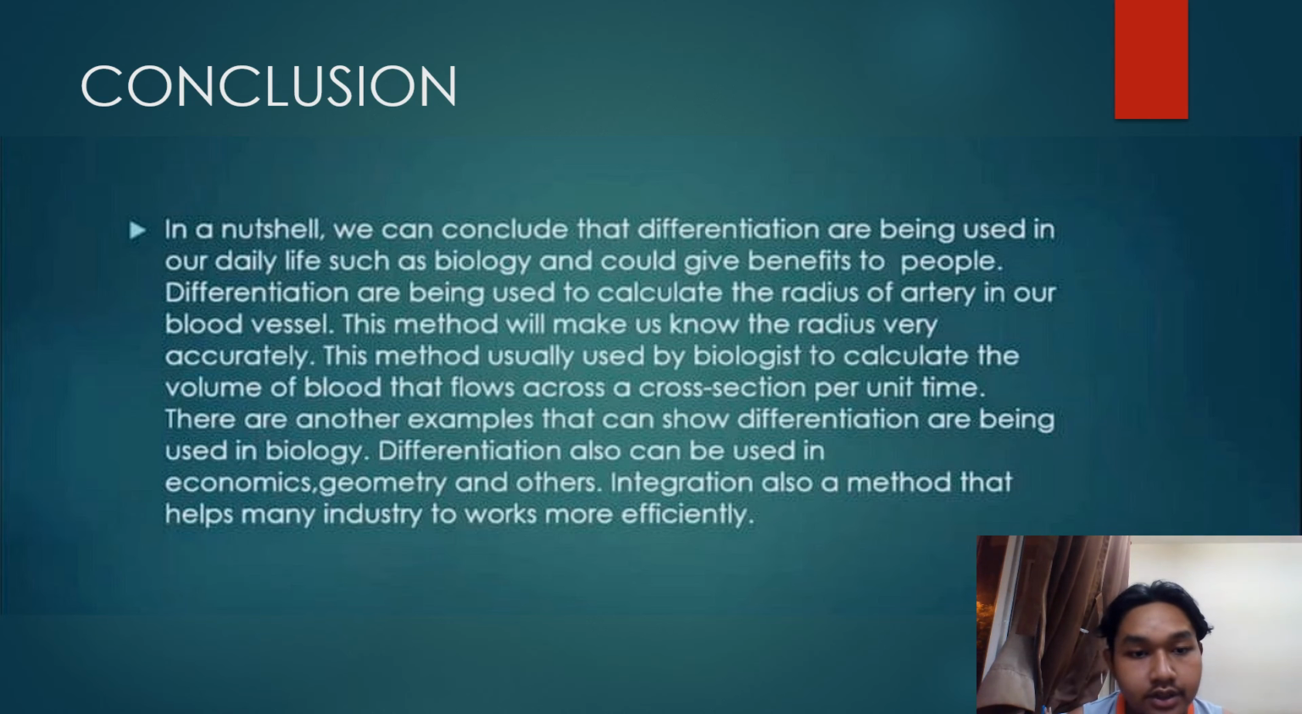For the conclusion, in a nutshell, we can conclude that differentiation is used in our daily lives, such as in biology, and can give benefits to people. Differentiation is used to calculate the radius of arteries in our blood vessels. This method lets us know the radius very accurately. It is usually used by biologists to calculate the volume of blood that flows across a section per unit time. There are other examples showing differentiation being used in biology. Differentiation is also used in economics, geometry, and others. Integration is also a method that helps many industries be more efficient.